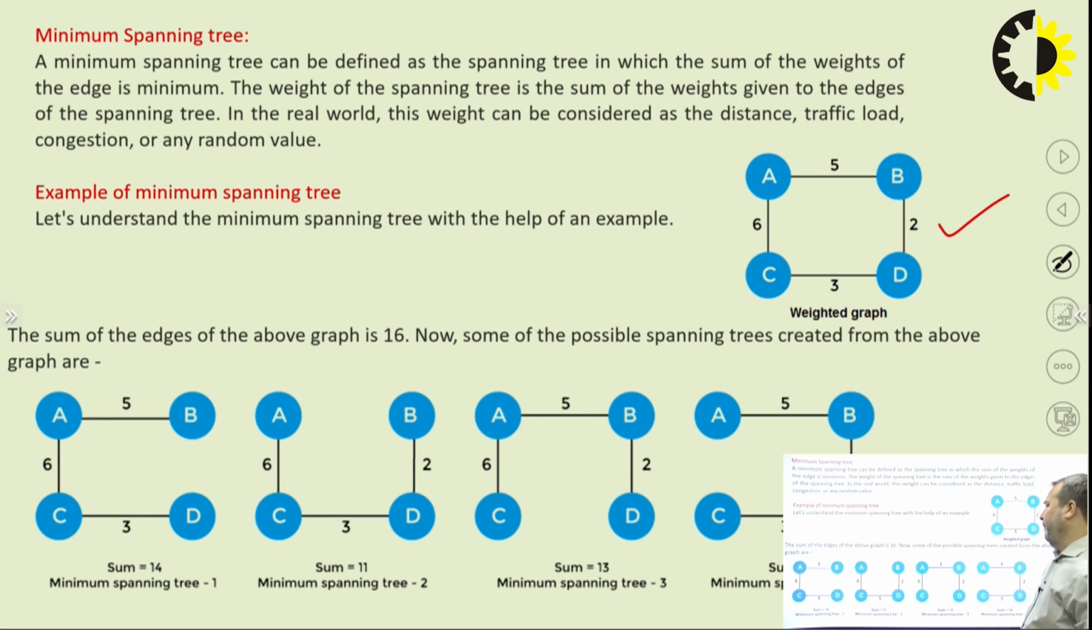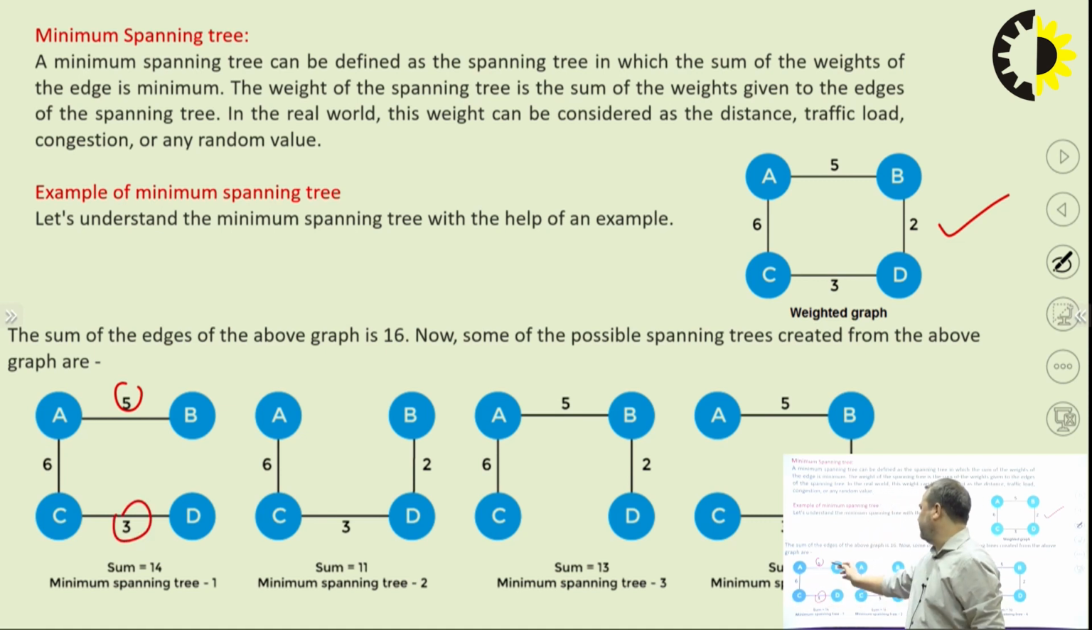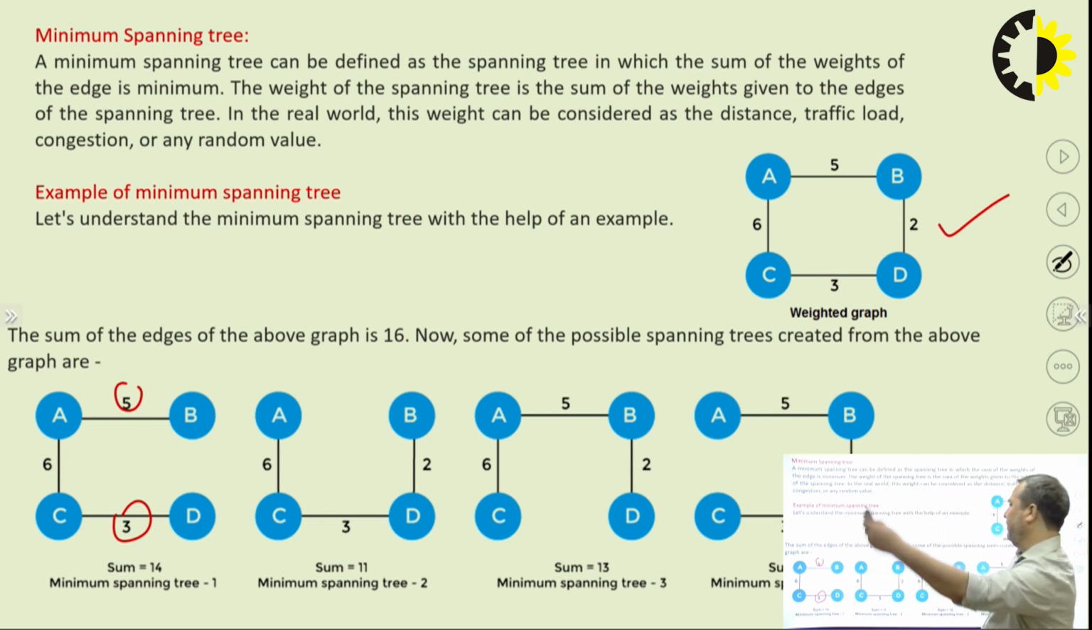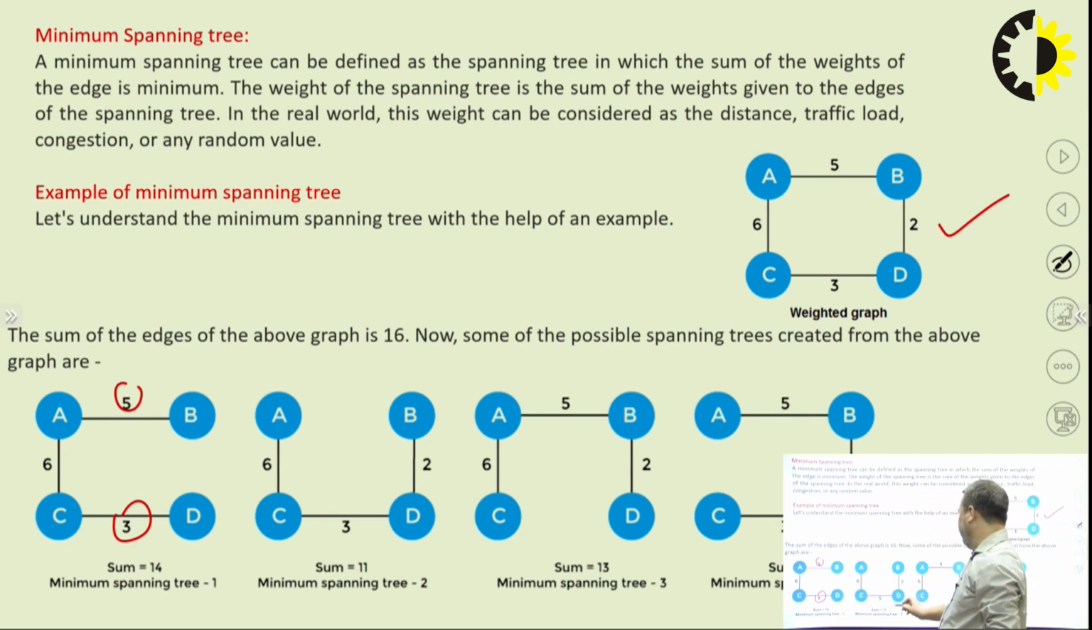And if we calculate the sum of the weights of the spanning trees shown in the graph, we can just add the weights on the edges. Here, 5 plus 6 plus 3: 5 plus 6 is 11, plus 3 is 14. Similarly here, the sums are 11, 13, 10. So which one is minimum? 10, 11, 13. So this one is the minimum, and this will become the minimum spanning tree, right?